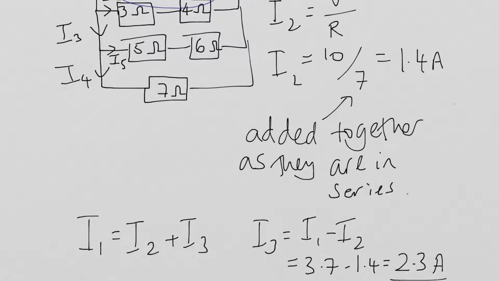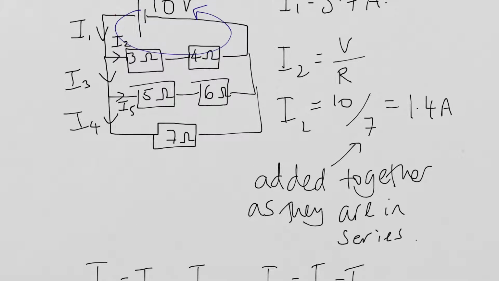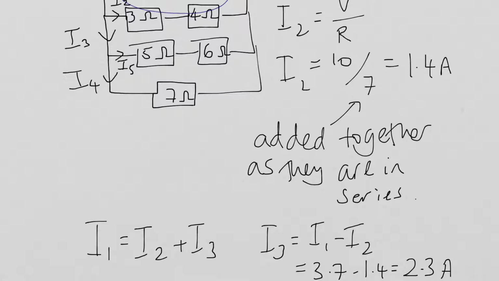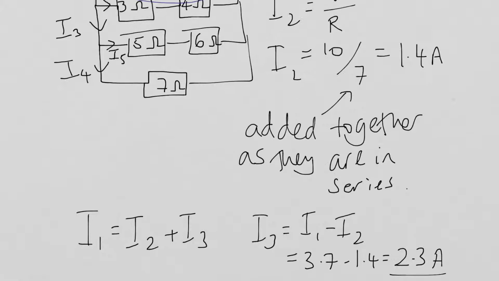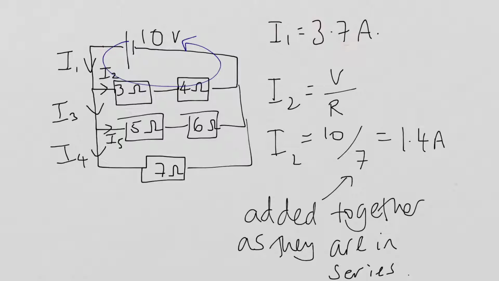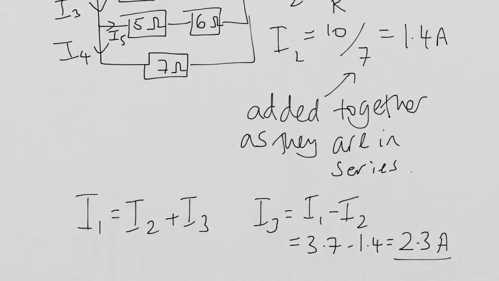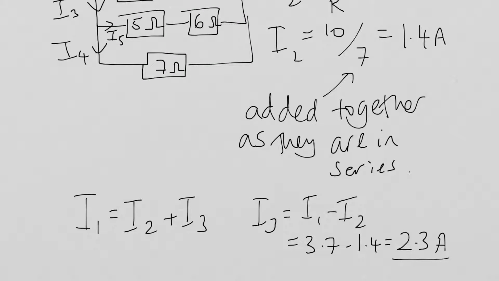We've now got two currents, we've got I1 and I2, so we know that at a junction, so this junction just here, we've got I1 coming in, I2 and I3 are leaving it. So I2 plus I3 equal I1. So to find I3, we have to take away 3.7 and 1.4, our two values from I1 and our new one from I2, so that gives us I3 equaling 2.3 amps.